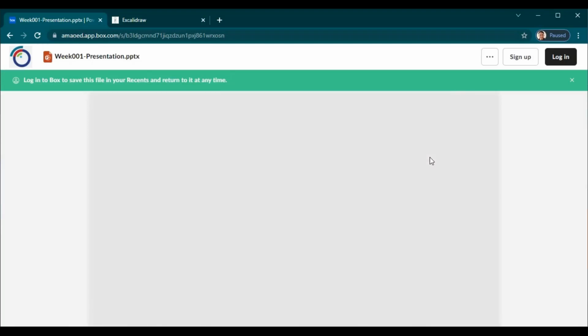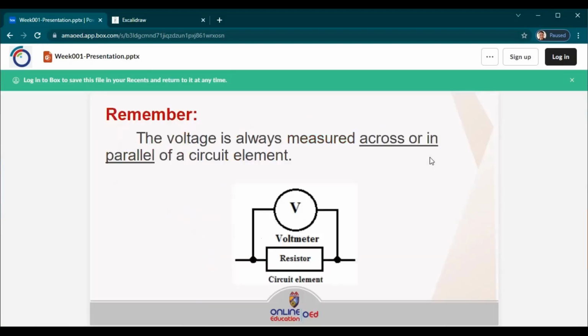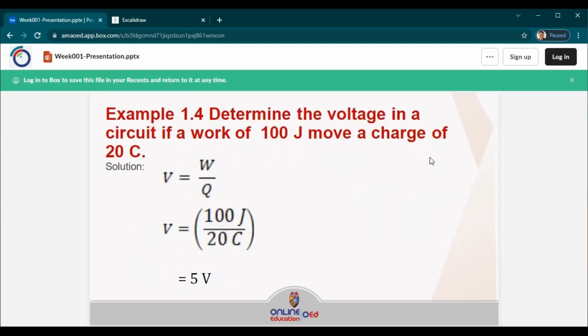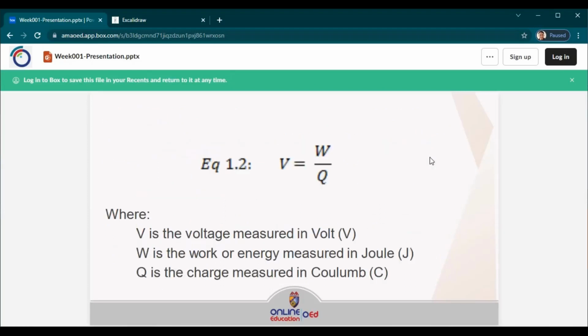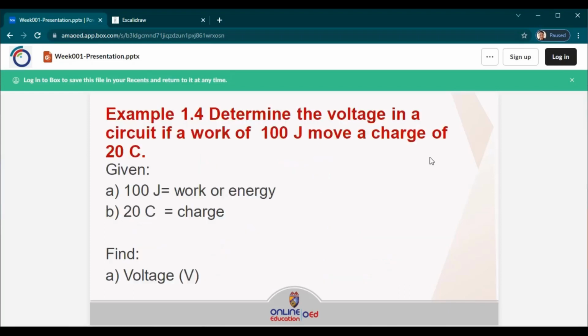Wait, I'll just try to take a peek at what's next. Okay. So I'll give you the summary later, between current and voltage and the next topic. Hopefully you'll understand better if I give you the summary. Anyway, so we have sample problems here.